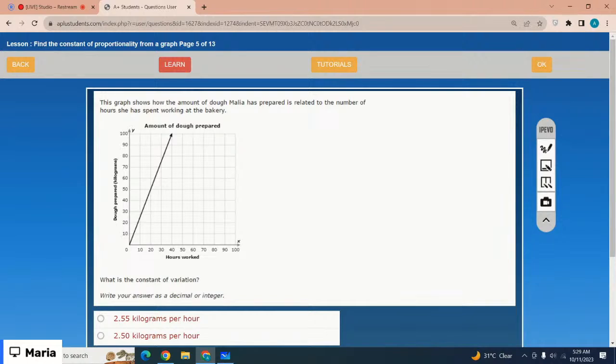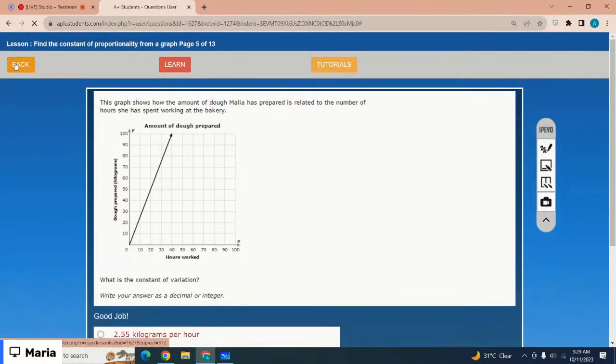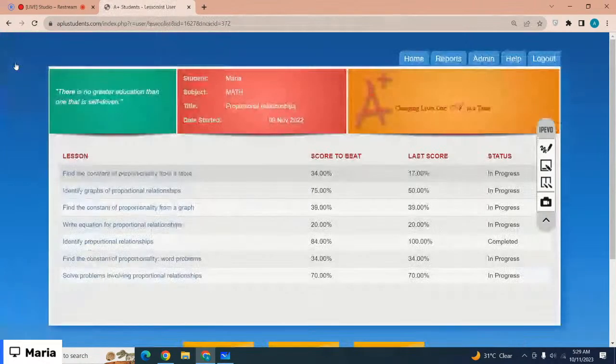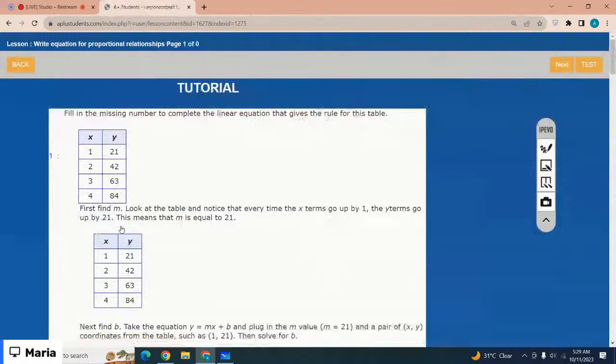That is 2.50, right? Okay, you can complete the lesson by yourself later today. Let's just move on to the next lesson. The next lesson is find the constant of proportionality from a table, I think. No, the next one is write equation of proportional relationships. Let's just start with the next lesson, that is write equation for proportional relationships.